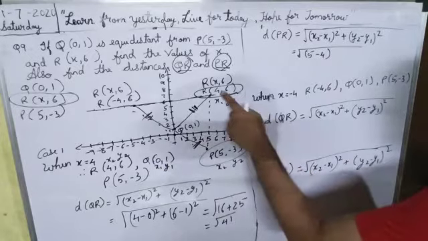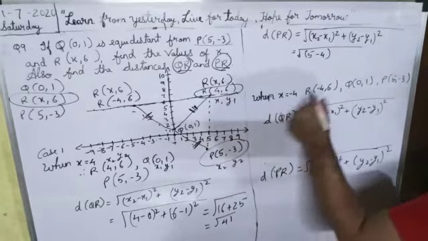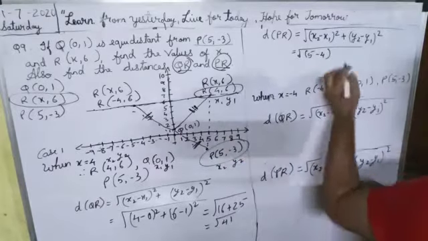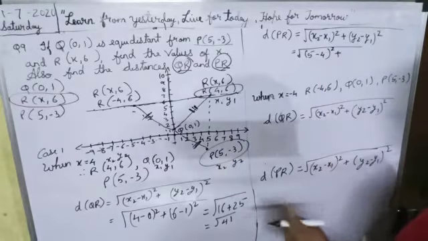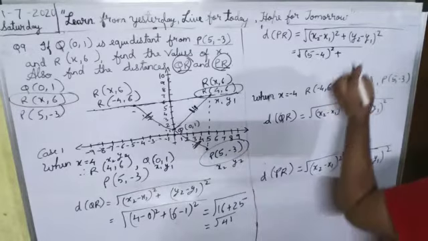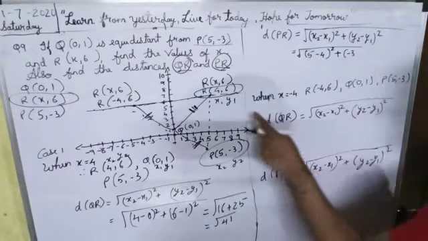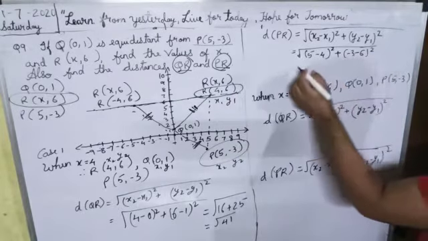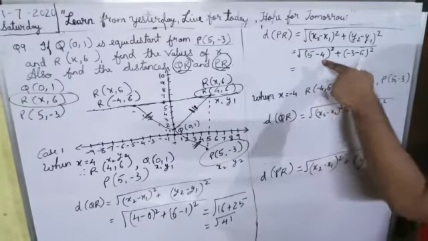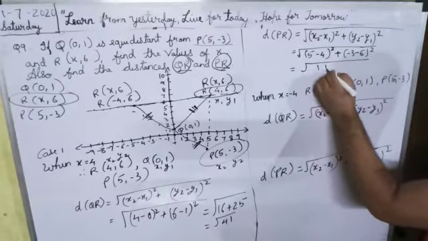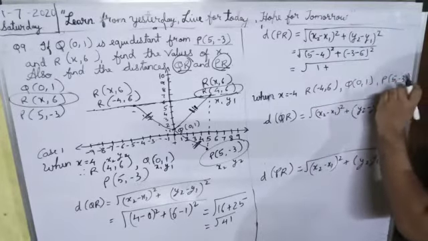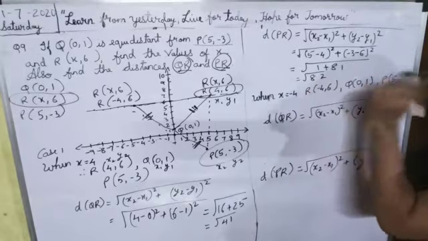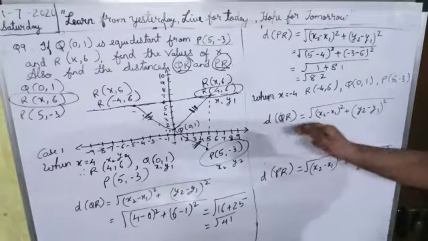Now when the point is 4 comma 6, this PR will be there. So x2 is 5, 5 minus 4 square plus y2 is minus 3, minus 3 minus 6, whole square. Now on squaring, 5 minus 4 is 1, square, plus minus 3 minus 6 is minus 9, which gives 81, so root 82 you are getting. Now case 1 is over.